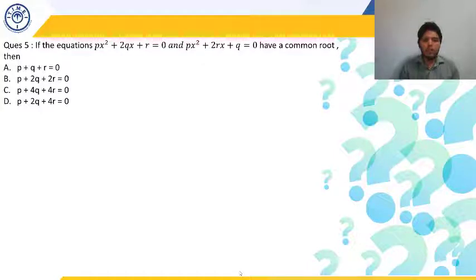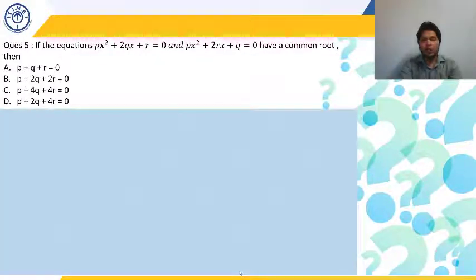Having a common root means both of these are quadratic equations, so both of them will have two roots each, and having a common root means one of the roots of both the equations is the same. Then which of the following relations holds true? So let's start solving this question.